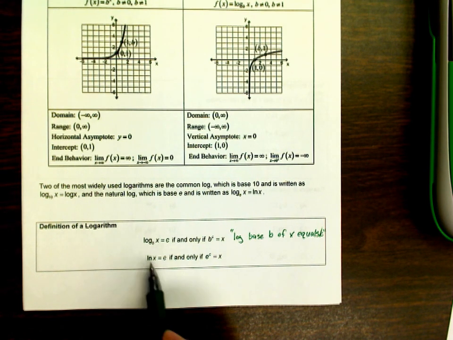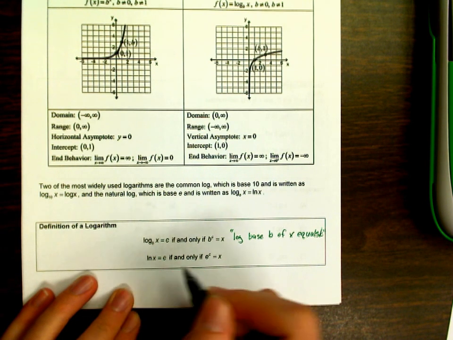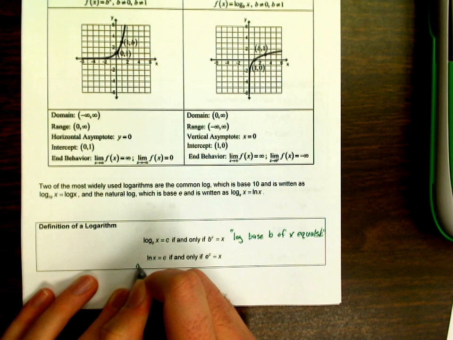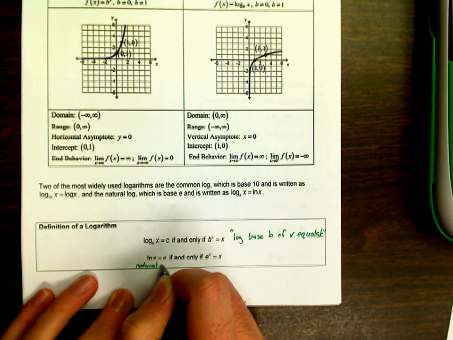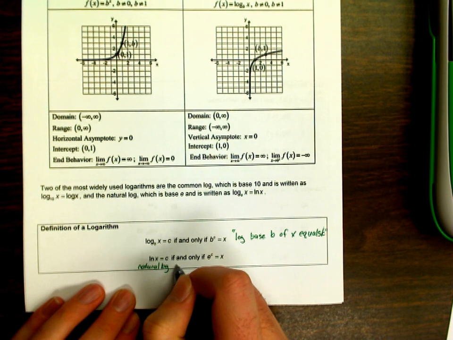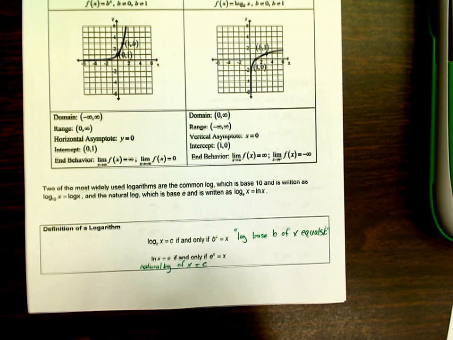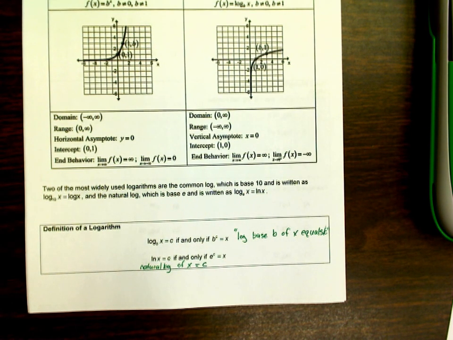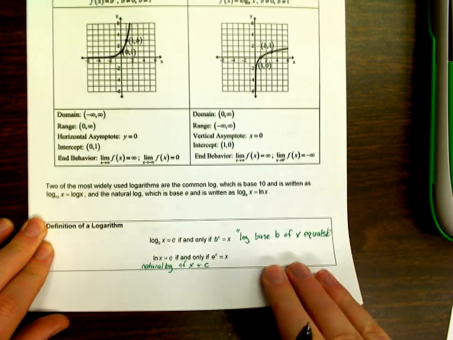This one, we read the natural log, okay, the ln. Some people say "ln," but it's really the natural log. Natural log has an L. Natural log of x equals c. Okay? So let's go on and practice using this for a second.